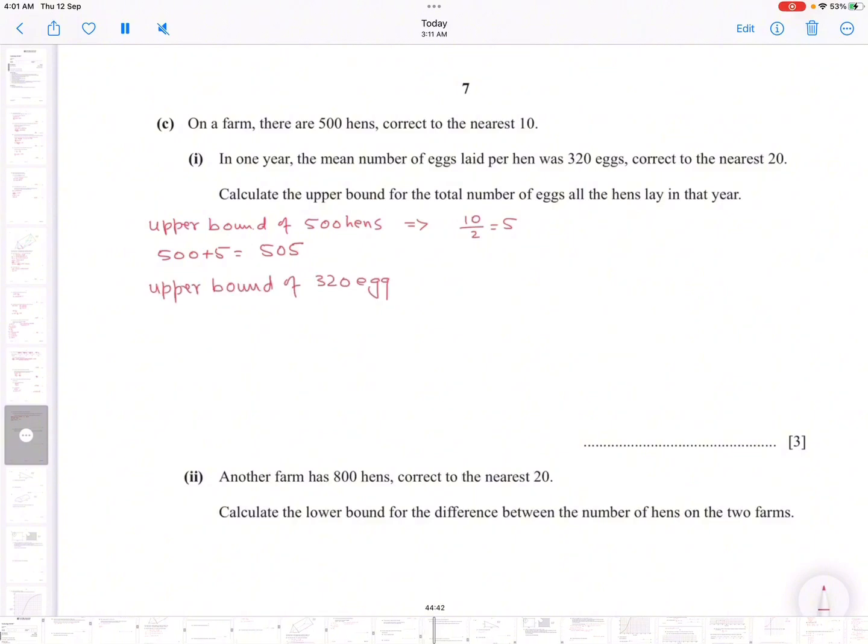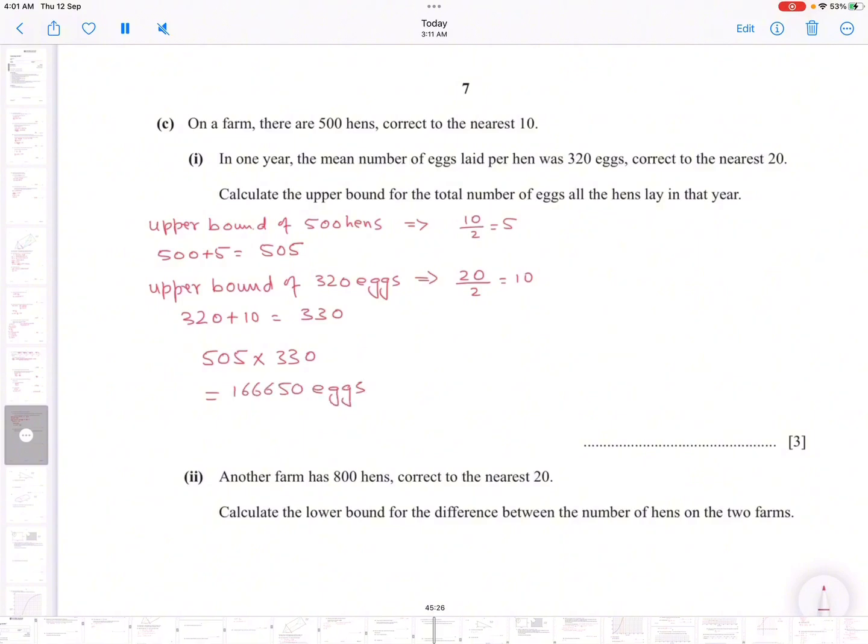Now upper bound of 320 eggs. It's written correct to the nearest 20, so divided by 2 you get 10. So you have to add or subtract for upper bound or lower bound. So upper bound of 320 eggs means you add 10 to 320, so you get 330. Now multiply both values, 505 into 330, the upper bound values. So you will get the total upper bound for the total number of eggs all the hens lay in that year. So this many eggs.